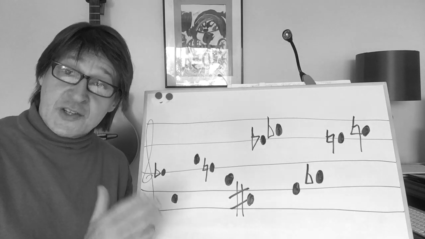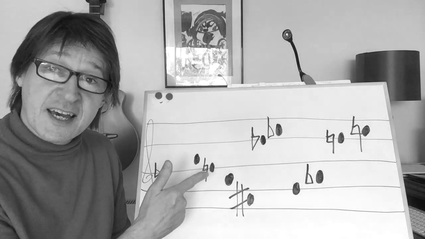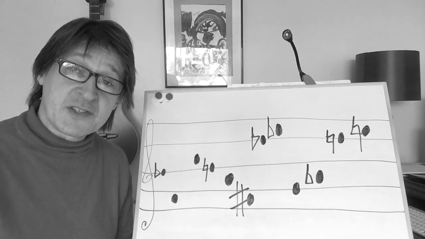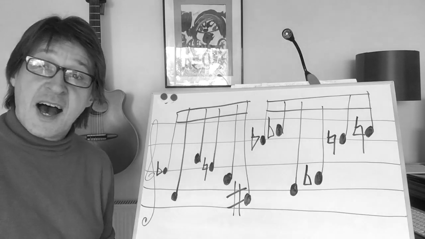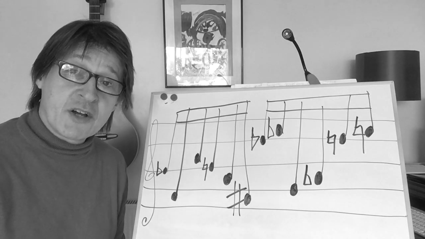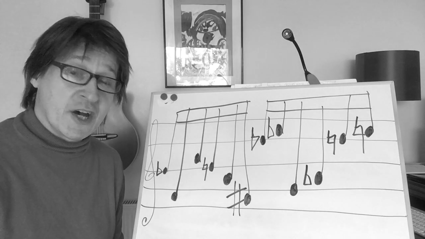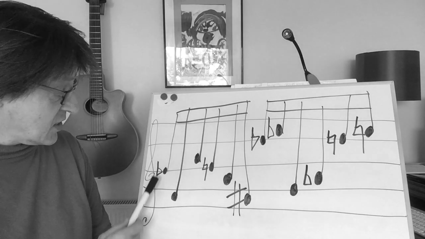So if we take this 12 tone line here, what we can do first of all is make it into hexachords. Now these hexachords are two groups of six notes. So each hexachord has six notes.